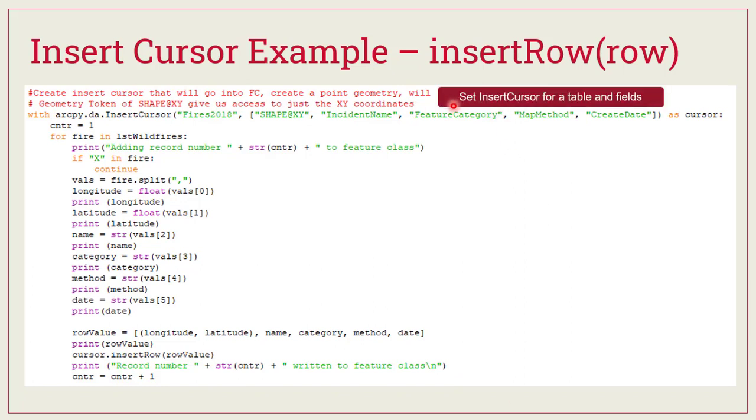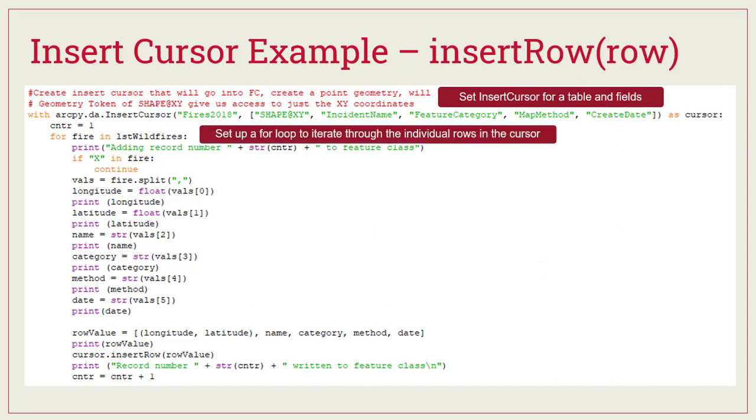So here up at the top, you can see that you're setting your insert cursor for a table and fields. The table we're using is a geodatabase feature class called Fires 2018. And then in the tuple of the fields that are necessary for our insert cursor, we have the geometry token listed first, and then just 4 fields that we are going to be working with within Fires 2018. So these are fields that exist in this data set, and we're opening them up for editing so that we can put the cursor in there and put information inside of that.